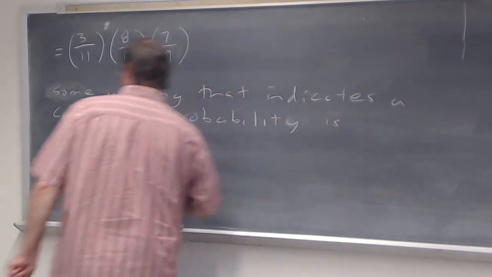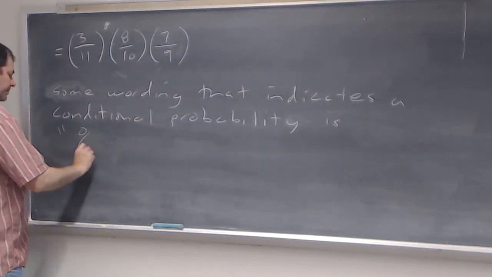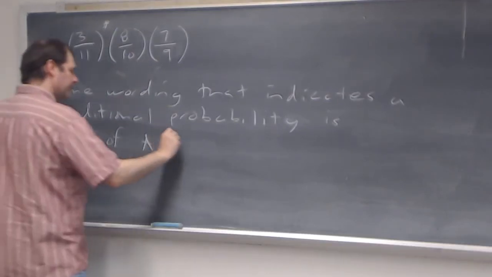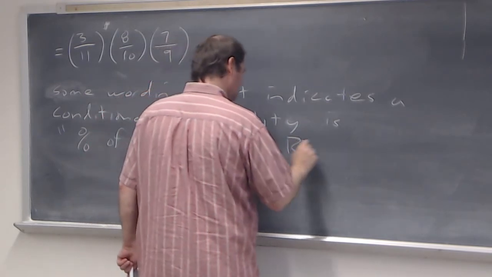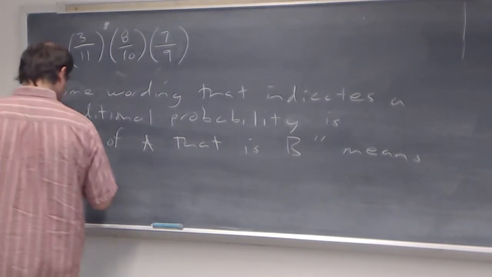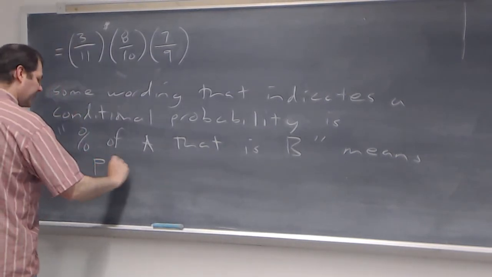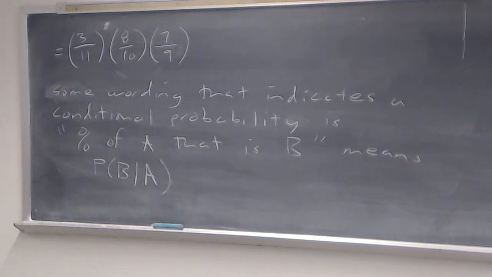Let's just comment here, "is the percentage of A that is B" means the probability of B given A. So it's that conditional probability. Okay. That's something to keep in mind when you're reading a problem, that phrase, in terms of what it's indicating.